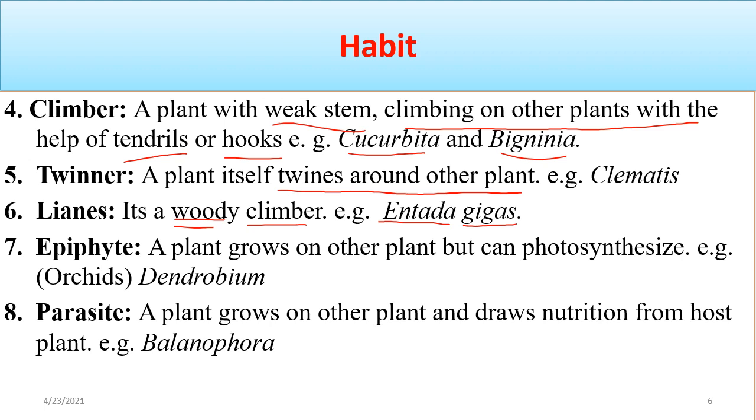Then epiphytes. Epiphytes are those plants which are growing on another plant but can photosynthesize. So they are just taking the support of the host plant. They do not draw nutrition from them, and examples are orchids. Here the botanical name of one of the orchids is given, that is Dendrobium. And parasite is a kind of plant which is growing on another plant and it also draws nutrition from the host plant, and examples are Balanophora, Cuscuta, Loranthus, Viscum. Various different examples of parasitic plants are there.